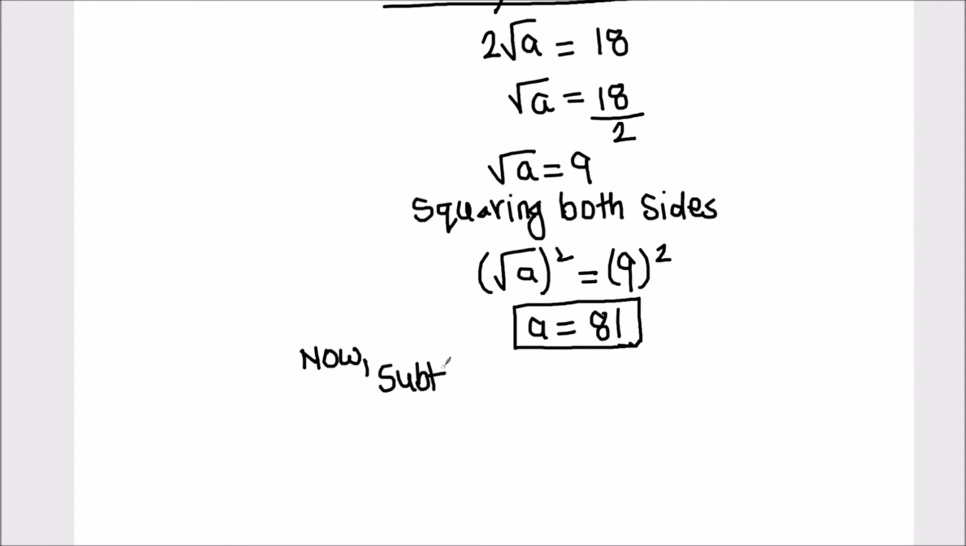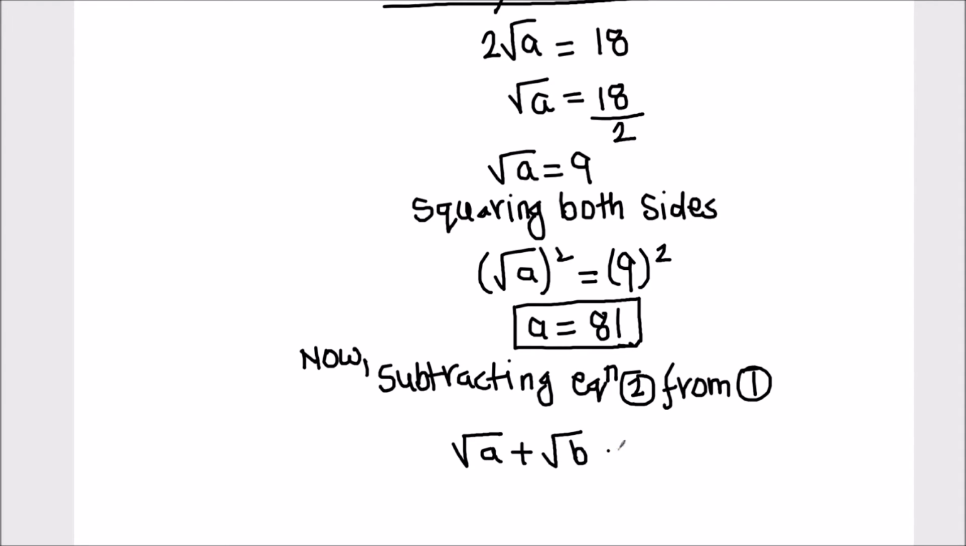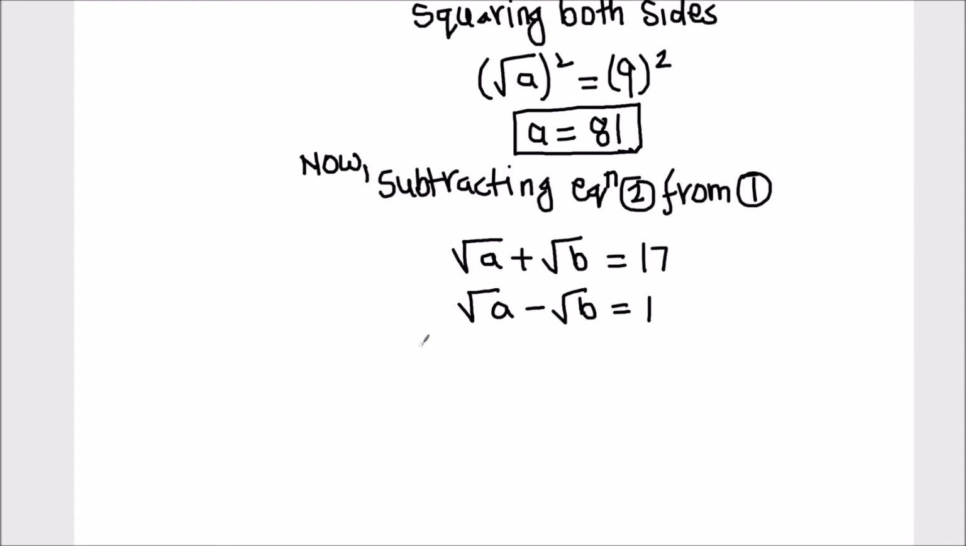Now subtracting equation 2 from equation 1. So we have root of a plus root of b equals 17. And the other equation is root of a minus root of b equals 1. Now when we subtract, the signs get changed. So this is going to be negative root a, this is positive root b, and this is negative 1. Now we'll subtract. So negative root a and positive root a gets cancelled.